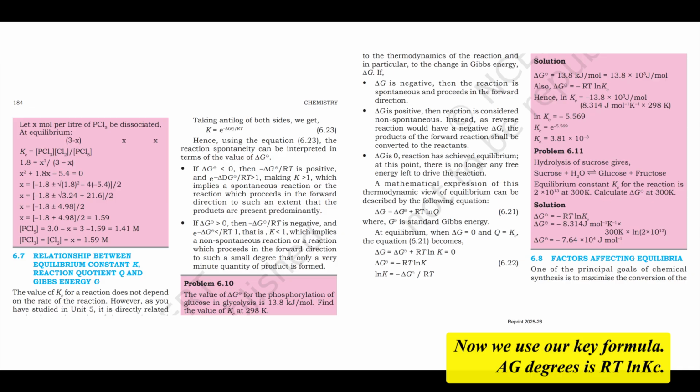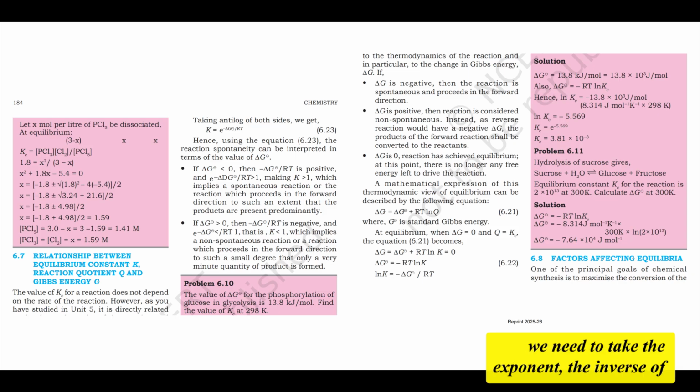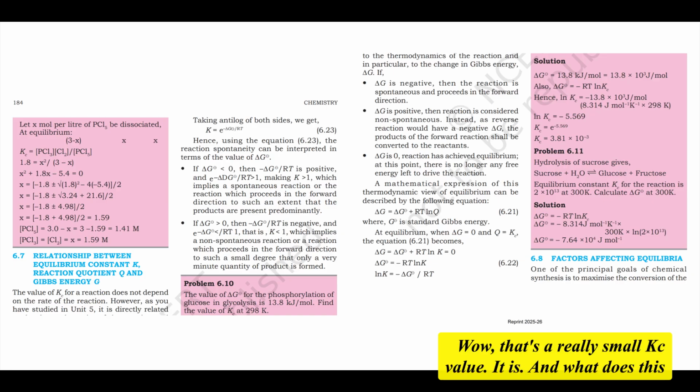Now we use our key formula: ΔG° is −RT ln Kc. We want to find Kc, so let's rearrange for ln Kc. ln Kc equals −13,800 J/mol divided by 8.314 times 298 K. Calculate the denominator first: 8.314 times 298 is about 2477.6 J/mol, giving −5.569. To find Kc itself, we need to take the exponent, the inverse of natural log. Kc equals e to the power of −5.569. Using a calculator, that is approximately 3.81 × 10⁻³. Wow, that's a really small Kc value.